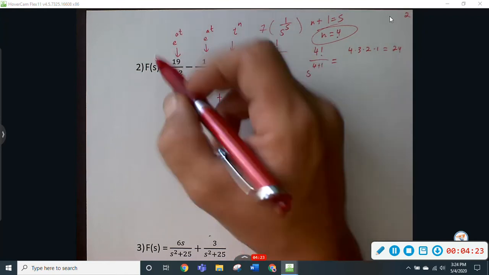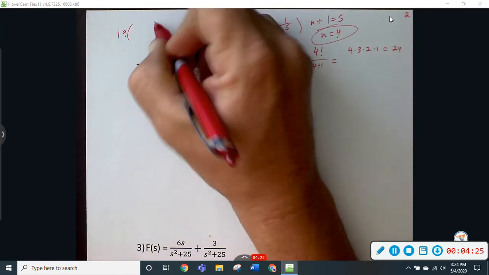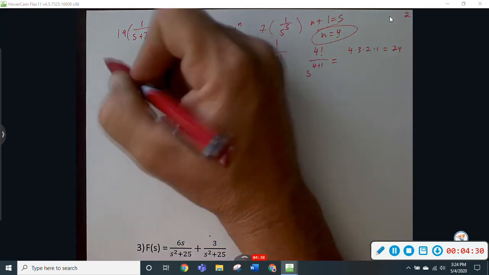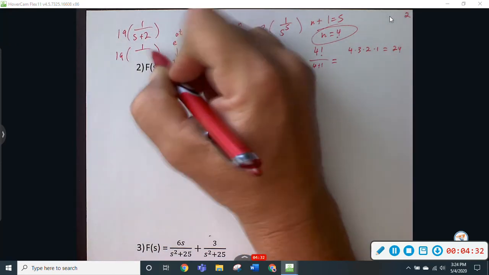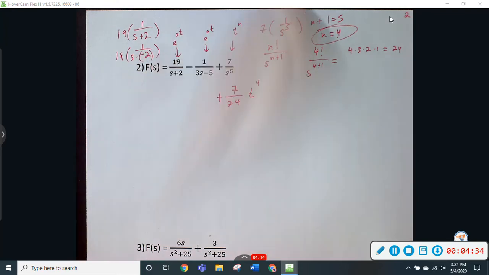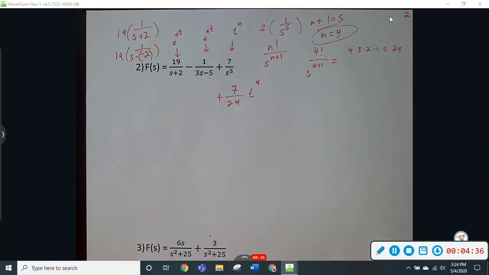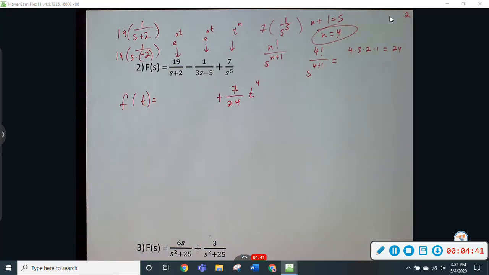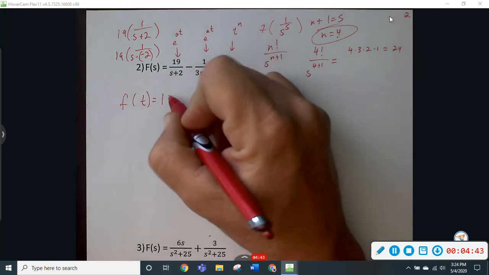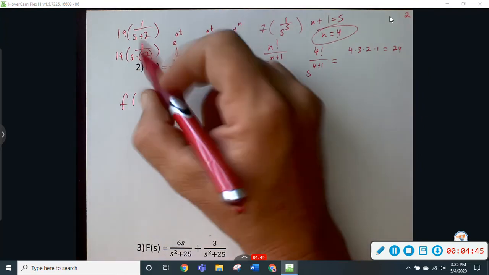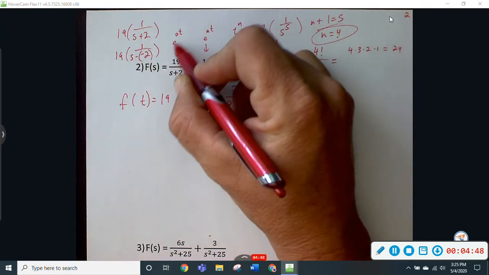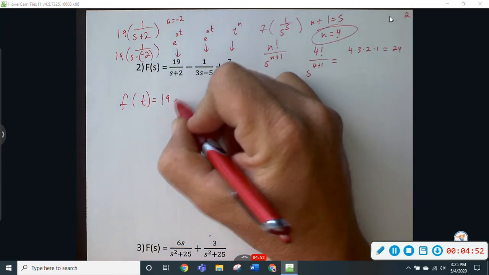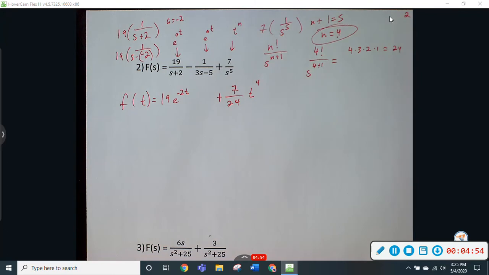So again, this is just going to be, I'll write it over here, 19 times some 1 over s plus 2. And if you want to write that a little bit differently, with the transform s minus negative 2, if you really want to identify that a term, which is negative 2. So leaving myself plenty of room, f of t equals 19 constant. S plus 2 matches with s minus negative 2, which is e to the at. A being negative 2 for this term. So 19 e to the negative 2t.